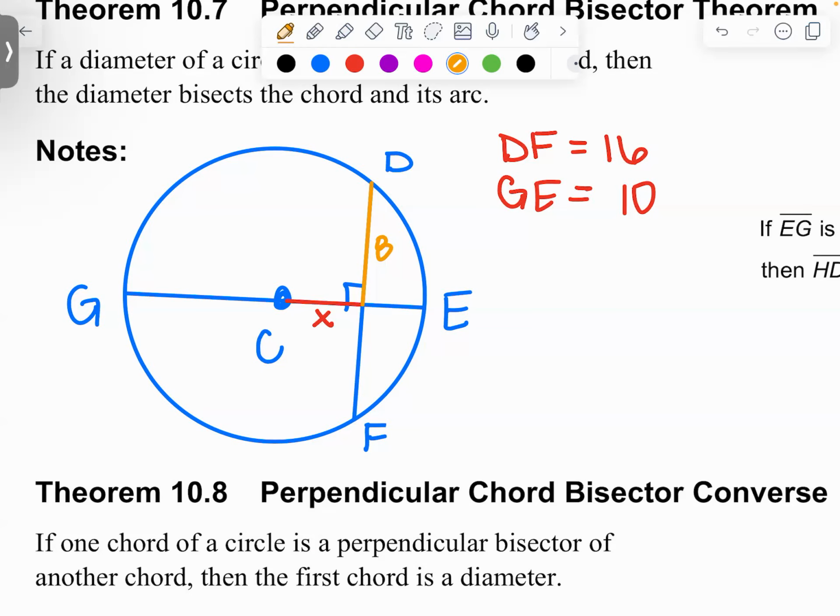We know that is 8. Do we know something else that would be helpful? Could we draw anything in? What can we draw?